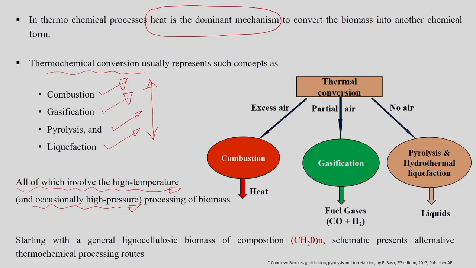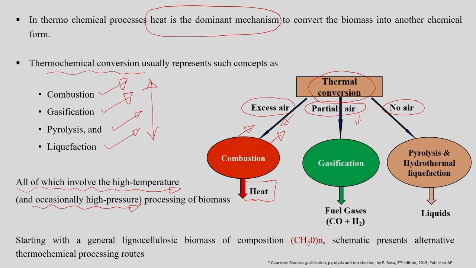So, if you look at this simple chart shown here, it talks about the thermal conversion of biomass. In this case we have specifically mentioned the supply of excess air, the supply of partial air during the process, and no air required for the conversion. Now, if you talk about the excess supply of air during thermochemical conversion, this concept is represented as a combustion process, where the excess air or the oxidizing agent is used for the oxidation reaction to happen, and it produces gas in the form of CO2, H2O and some traces of other gases, along with a significant amount of heat as the product. That is the reason it is represented here as heat as the product.